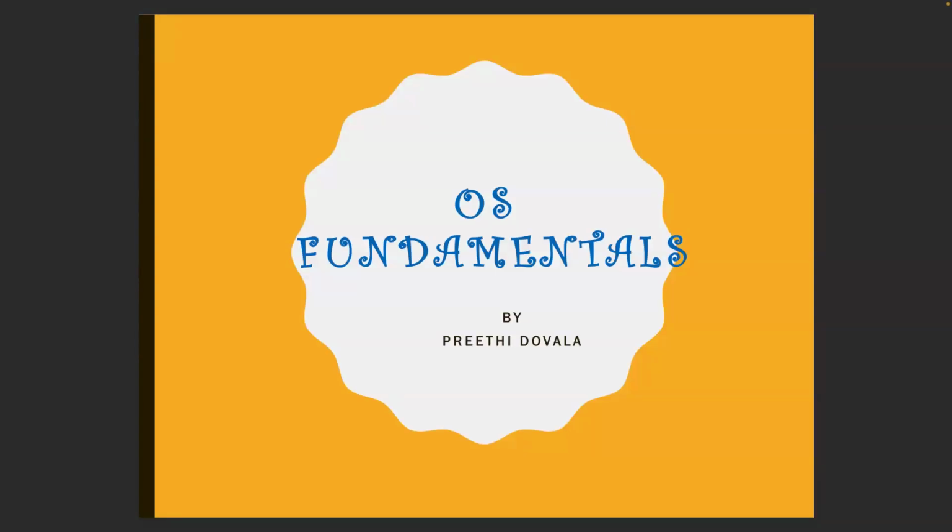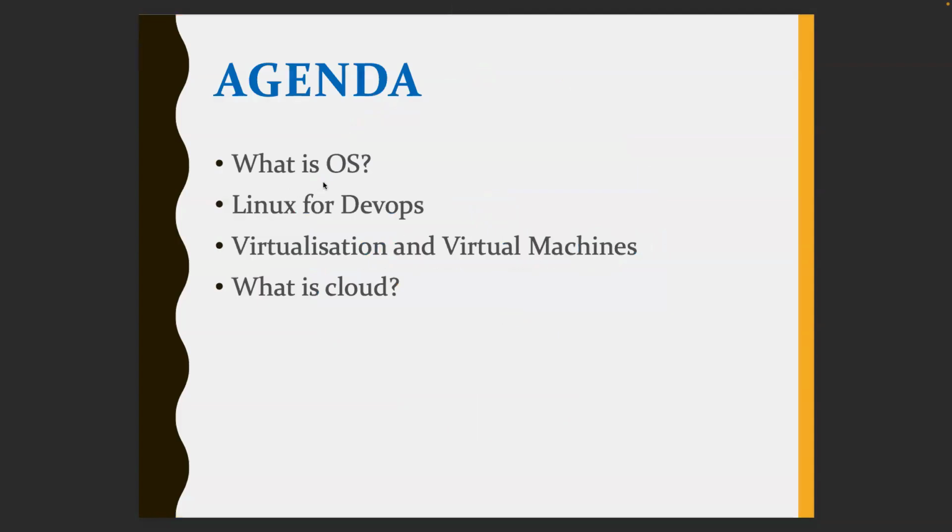Today we'll begin with the operating system fundamentals and the need for moving on to the Linux environment, right? So today's agenda is: what is an operating system, a basic understanding, and then why we need Linux for DevOps, and the differences between virtualization, virtual machines, and cloud concepts, right? These are the things we'll look into today, all the intros and the basic fundamentals to get started to learn Linux basics, okay?